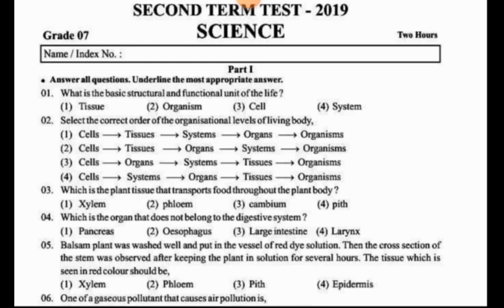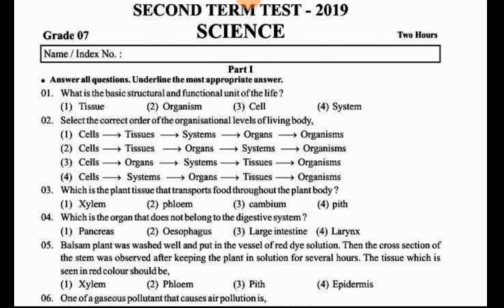Right. Today we are going to discuss the Grade 7 Science second term test paper. So let's start with part 1. Question number 1. What is the basic structural and functional unit of life? So obviously that is the cell. Right. So why is it called the basic structural unit?